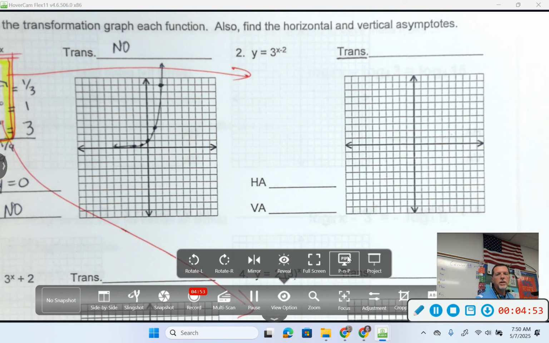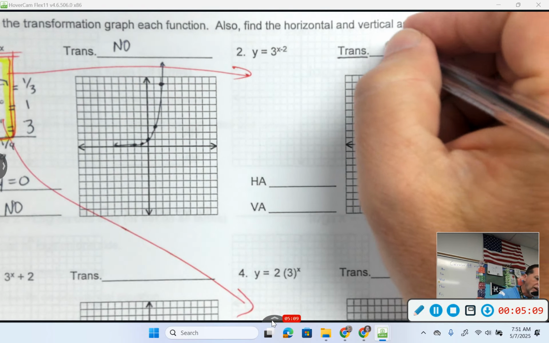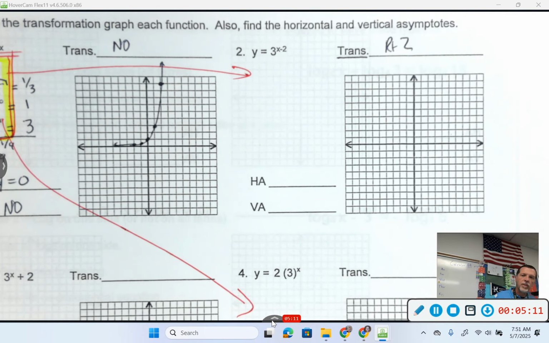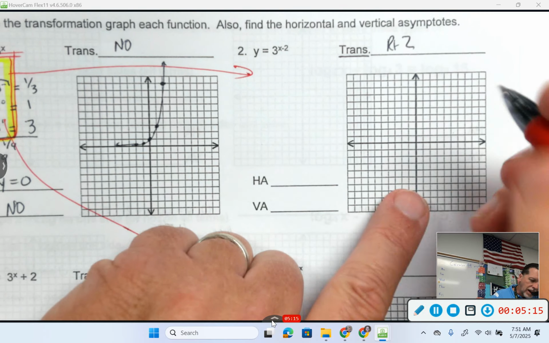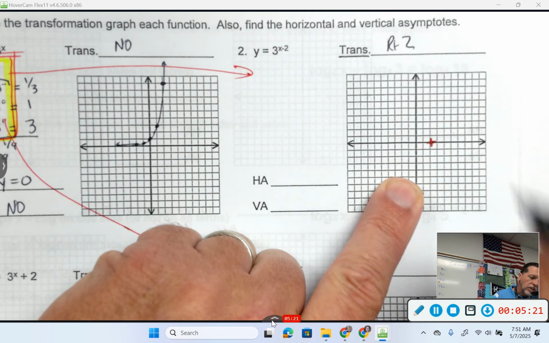Number 2. What do you think the transformation is? Right 2. So this is why we teach transformations, because now, once you know the parent function, the transformation rules are the same. So yeah, this is right 2. So I'm going to put kind of a crosshairs at right 2, my new starting point there, my new origin.